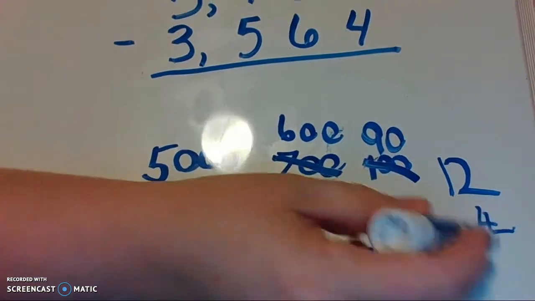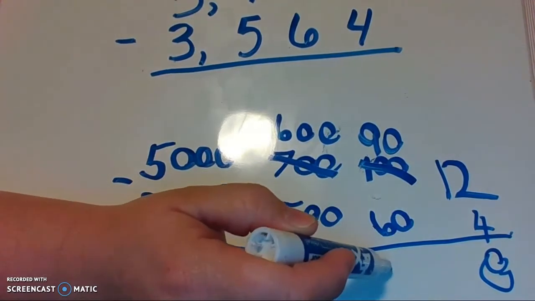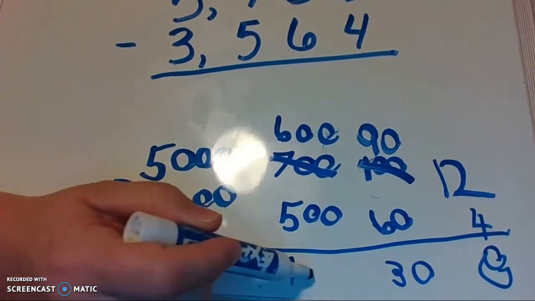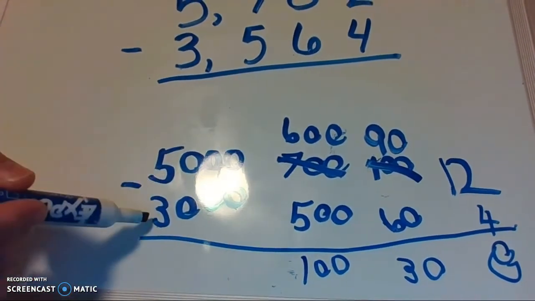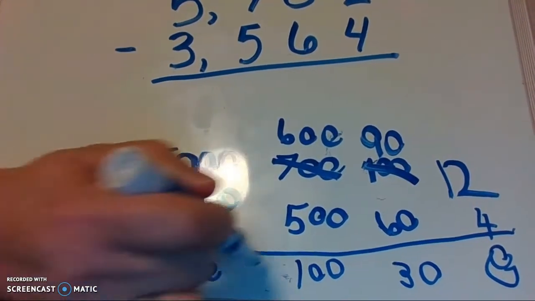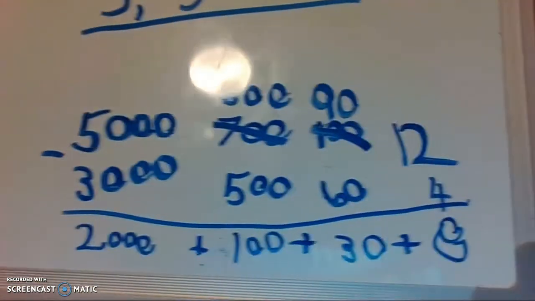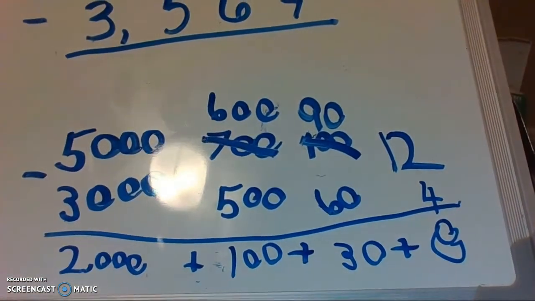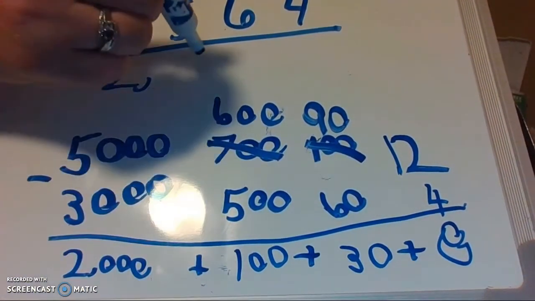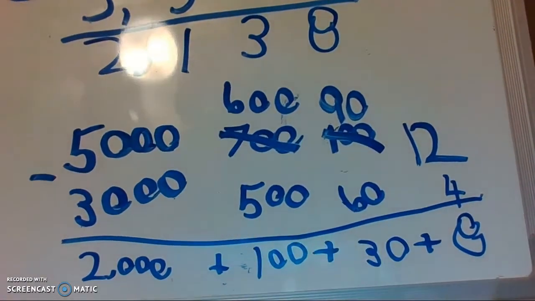So 12 minus 4 equals 8. 90 minus 60 equals 30. 600 minus 500 equals 100. And 5,000 minus 3,000 equals 2,000. So what I did was I wrote this in an expanded form, and now I need to bring it back into my regular form. So my answer would be 2,138.